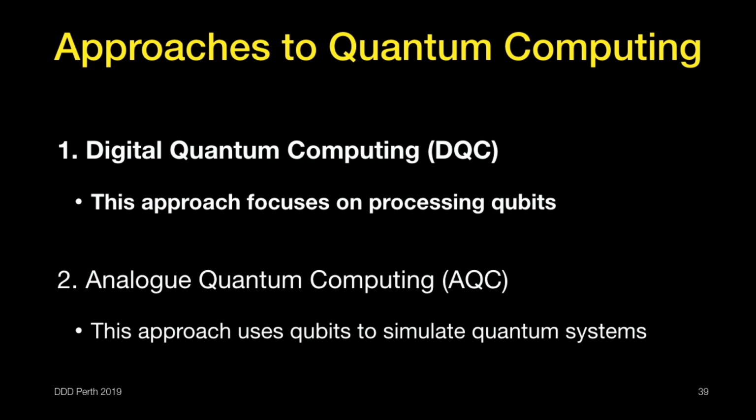The first approach, we'll focus on mostly, and it's similar to the traditional approach. We process these bits, but in different ways. In the second approach, we use the analog computer to simulate quantum systems, because it turns out simulating quantum systems is actually quite hard to do on a classical computer. We want to do that to understand the quantum world.